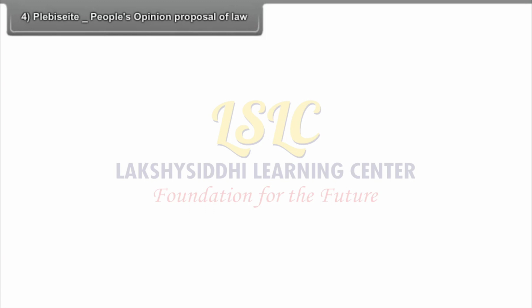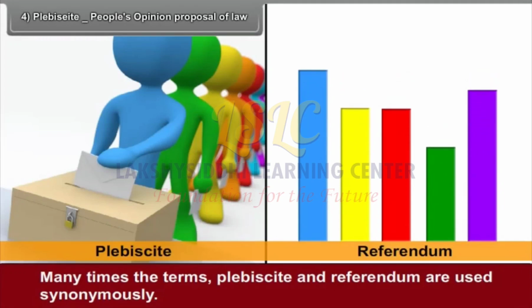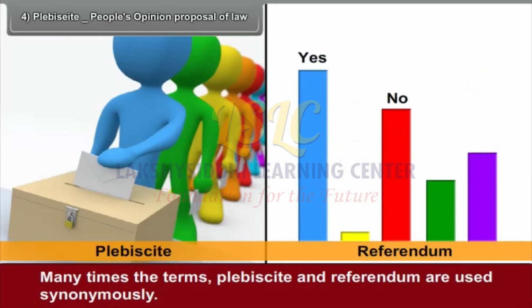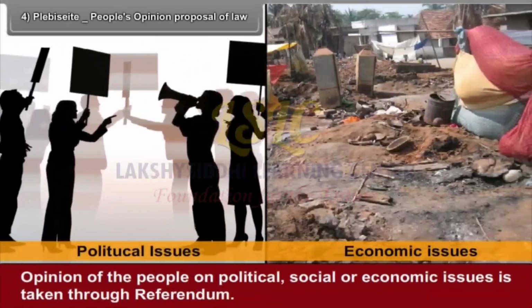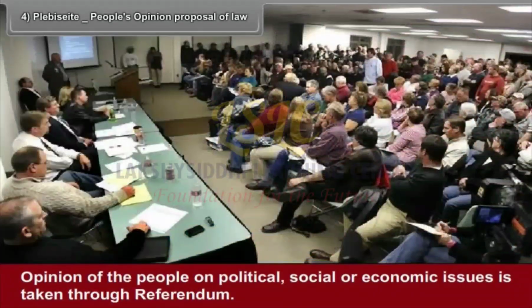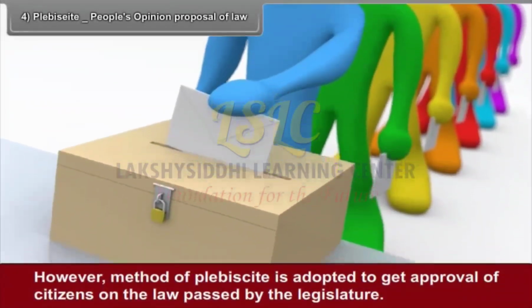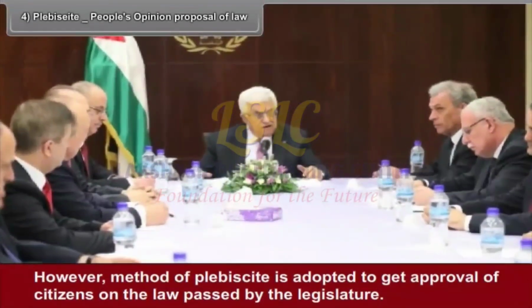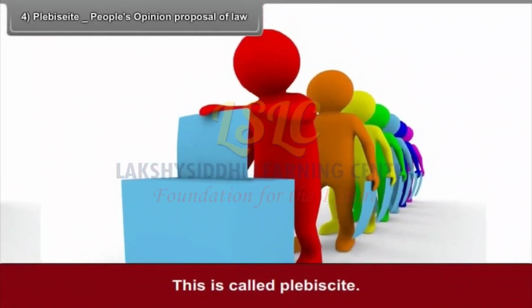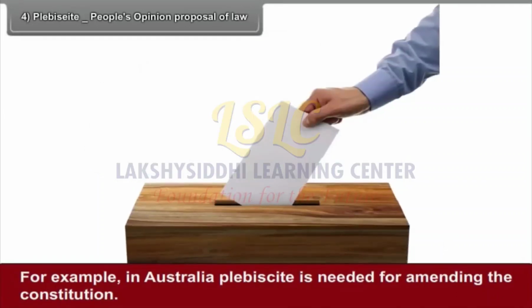Fourth, plebiscite, people's opinion on proposal of law. Many times the terms plebiscite and referendum are used synonymously. Opinion of the people on political, social, or economic issues is taken through referendum. However, method of plebiscite is adopted to get approval of citizens on the law passed by the legislature. This is called plebiscite. For example, in Australia, plebiscite is needed for amending the constitution.